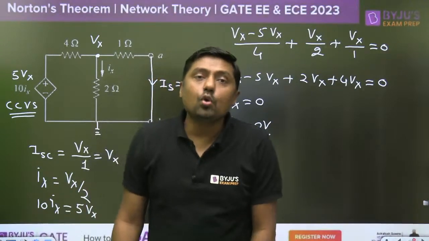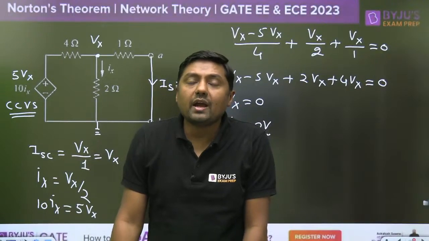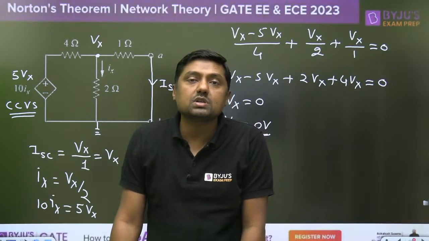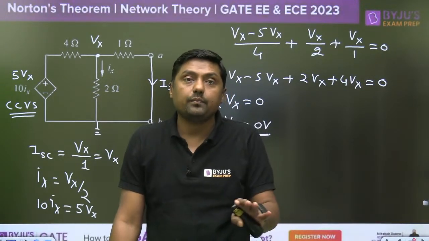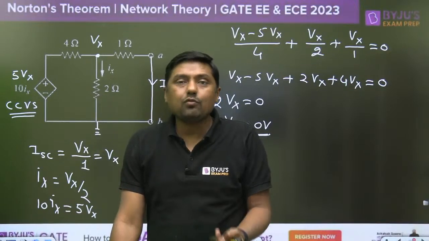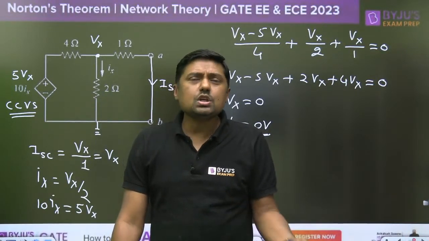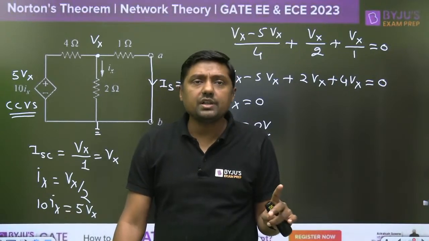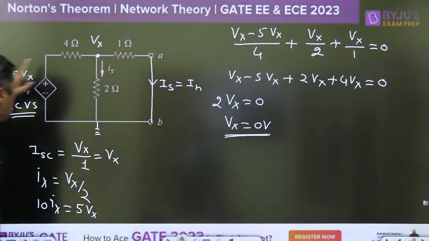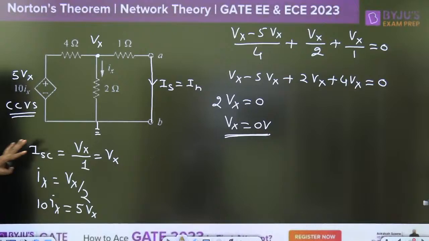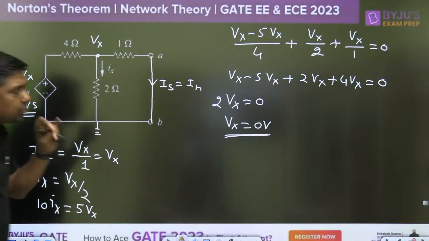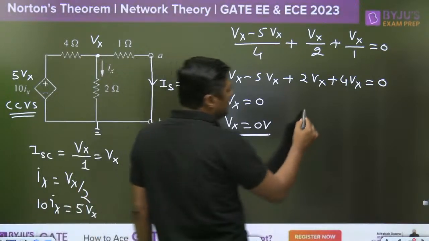There is no active source, no independent source present in the system, and that's why what will be the value of the ISC or Vx? 0. Right? It is source free. There is no source in this. Are you getting this point? No active source, no voltage source, no current source. Right? And that's why the output will be 0, and therefore what is the ISC?